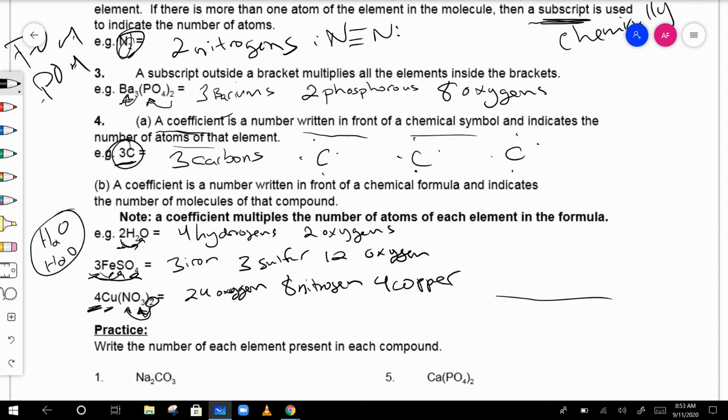You could do it the other way too. You could do 4 copper and then say 4 nitrogen times 2 is 8 nitrogen. Then 4 times 3 is 12, times 2 is 24. You could do it that way too. Doesn't matter which way you do it. Totally up to you.